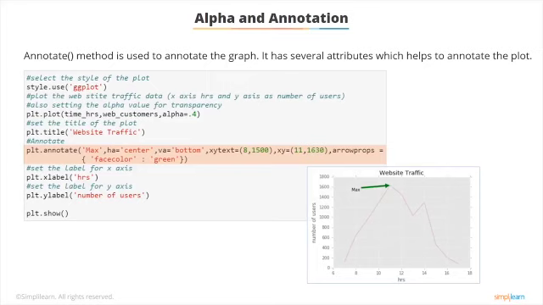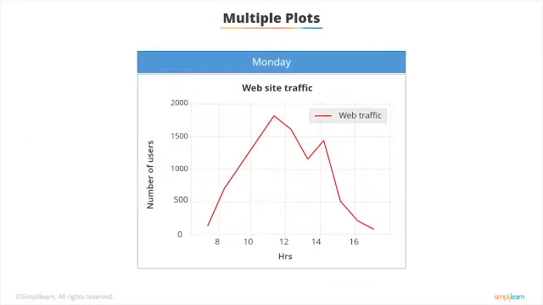The output graph is shown on the screen. So far, you've learned how to set line width, title, x-axis and y-axis label, title of the plot, legend, line color, and annotate the graph for a single plot.